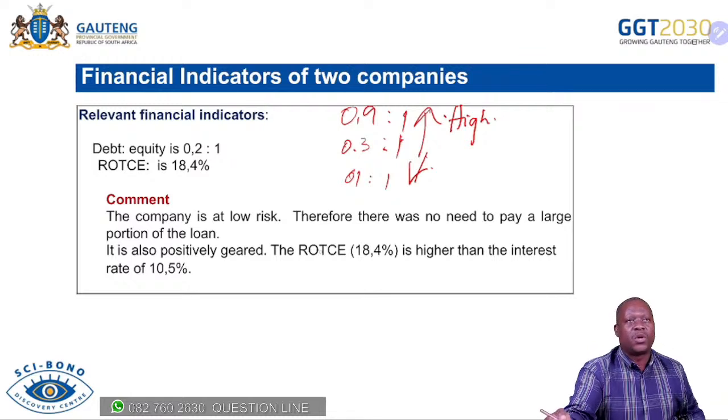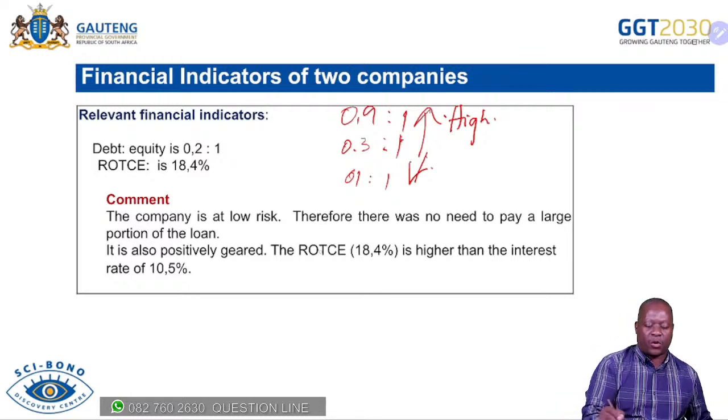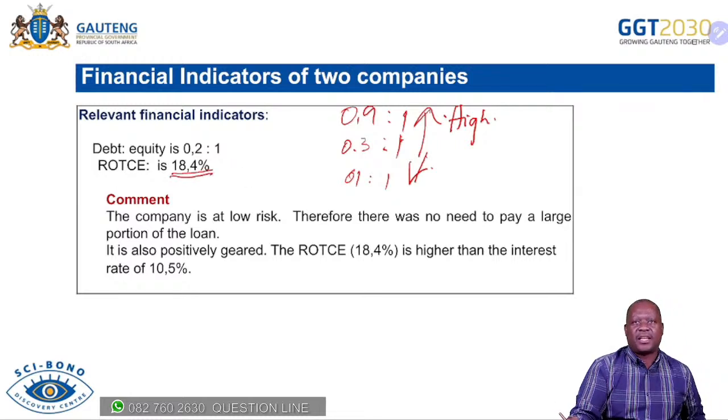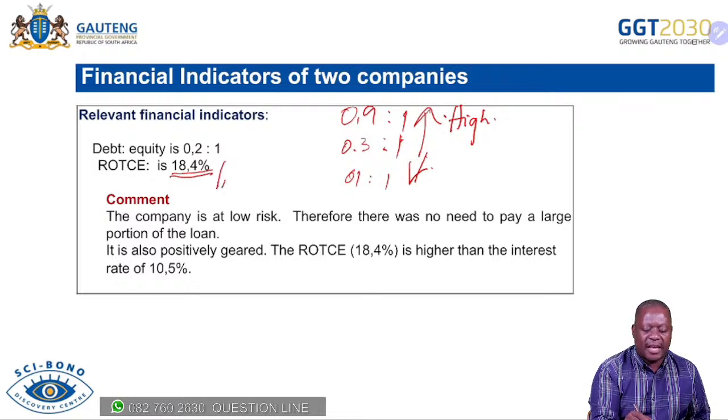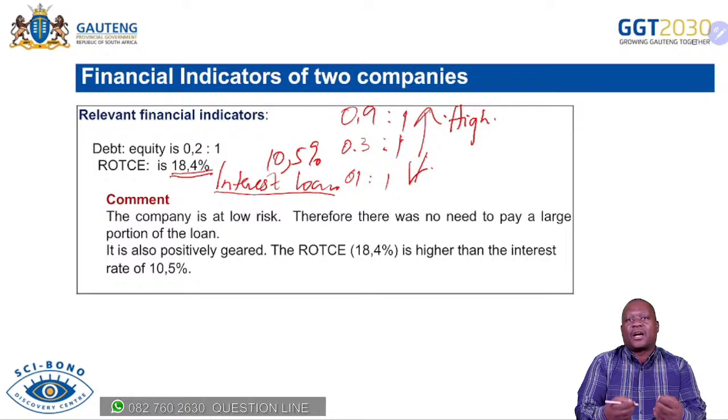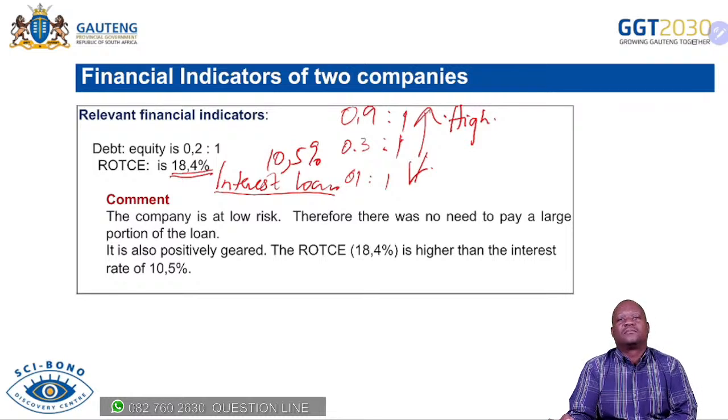Let's check into return on total capital employed. The return on total capital employed is 18.4%. But please take note on this one. We need to always compare this to the interest on loan. Now, what is the interest on loan? The interest on loan in this case is 10.5%. Now, interest on loan is the cost of borrowing.